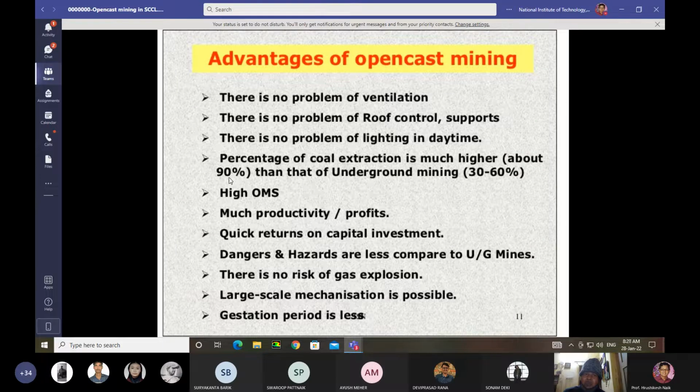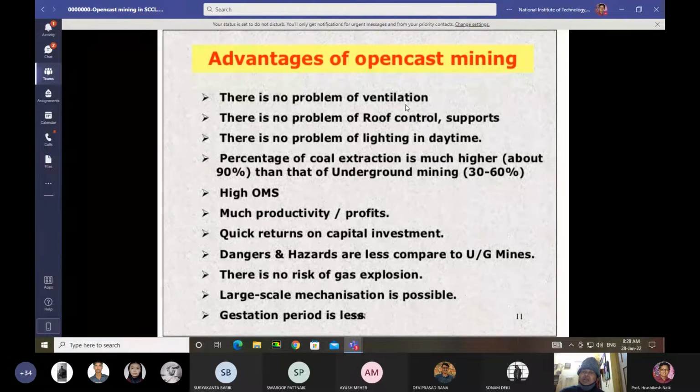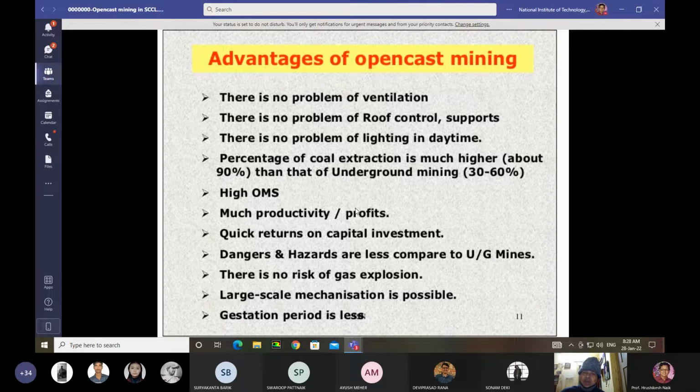And productivity and profits are more in open cast mines. You get more profits in open cast mines because there is no need of a ventilating fan, there is no need of support system, there is no need of artificial lighting. So therefore, you get much production and you get more profits from the surface mining projects. So that is the reason why throughout the world, everybody is preferring to go for surface mining method instead of going for underground mining method.